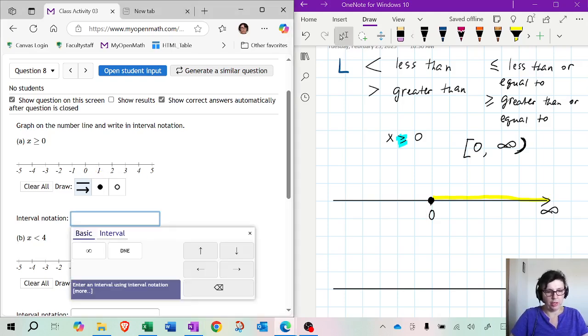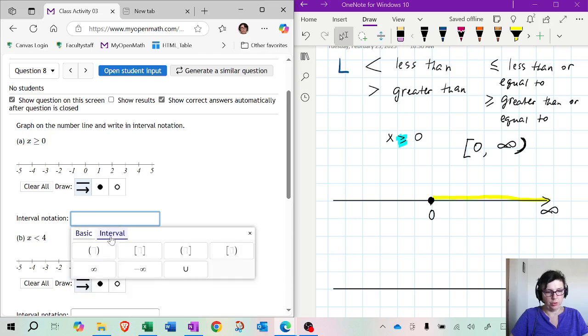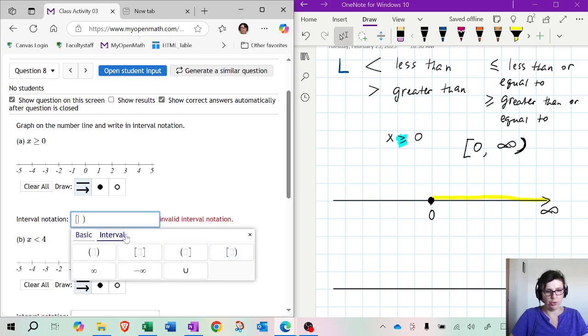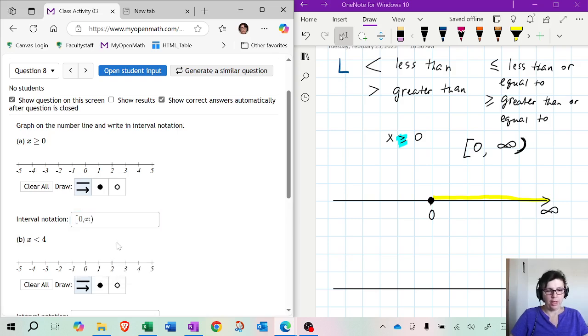First of all, in the interval notation, let's go to interval over here. So we have 0 is included and infinity is not included. So we choose this option. So we go 0 and then infinity is over here. You can also just type two lowercase o's, and they turn into infinity. So I'll just show you that, right? Okay, so that's the first one.